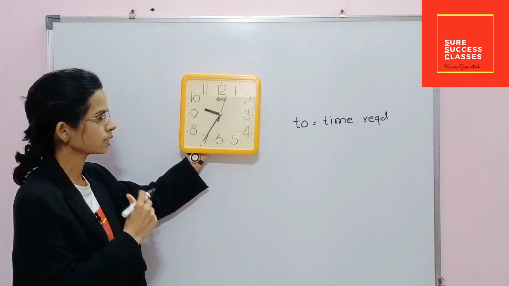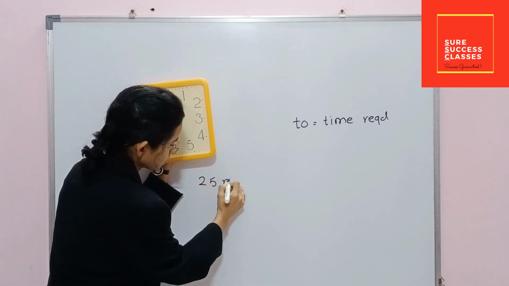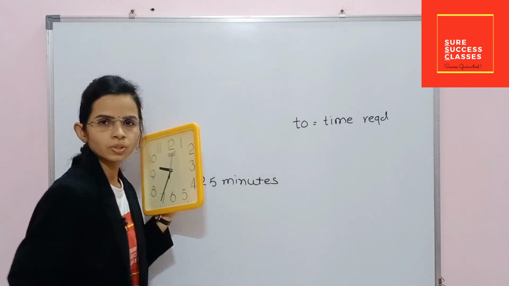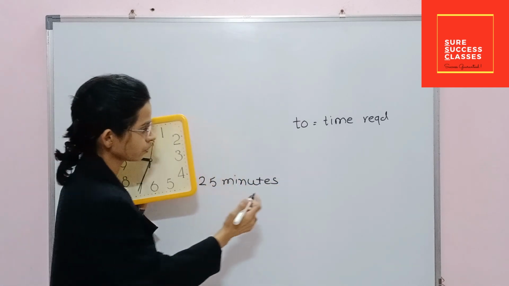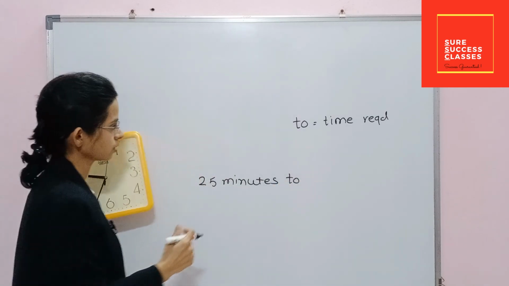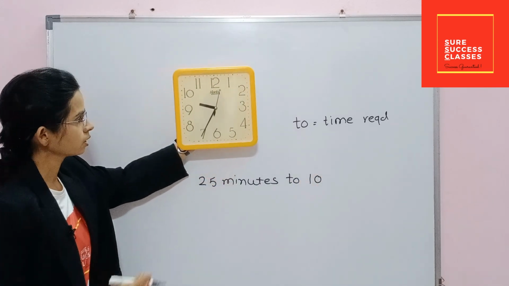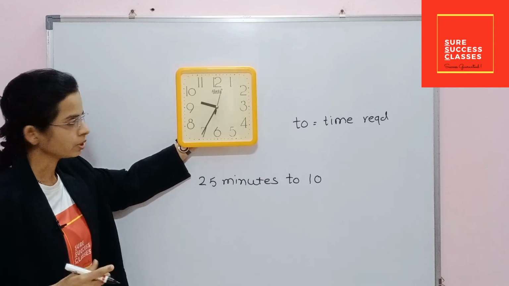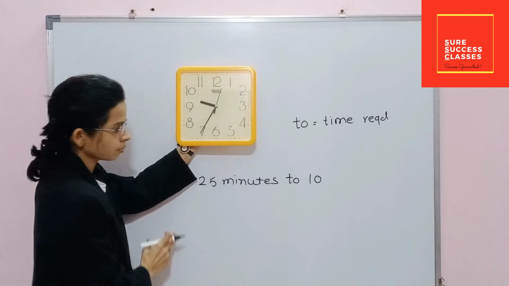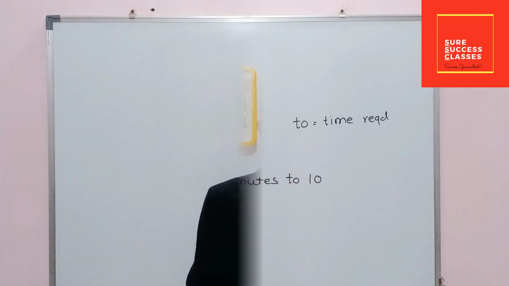So we mention this time as 25 minutes to 10. Here after to we mention the next hour. Means this time, we say as 25 minutes to 10. Means 25 minutes are required to reach 10.